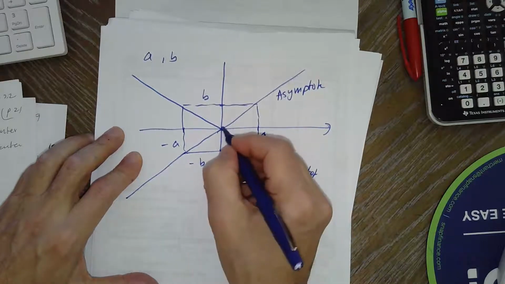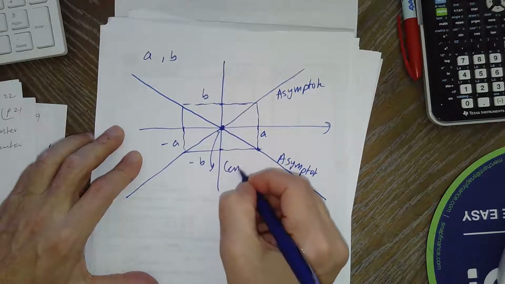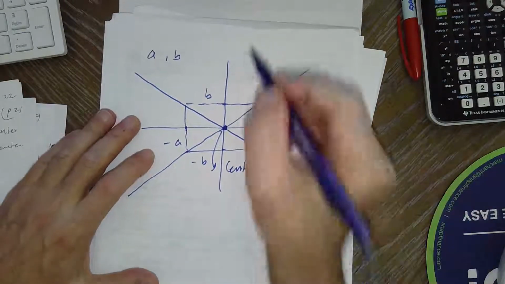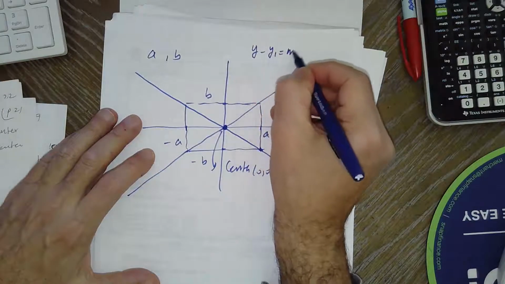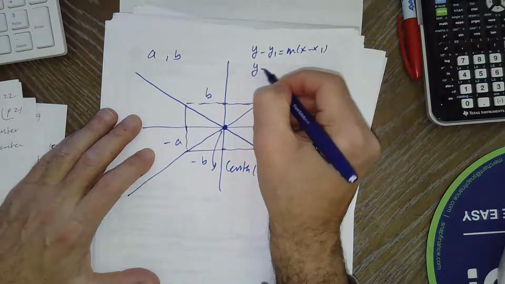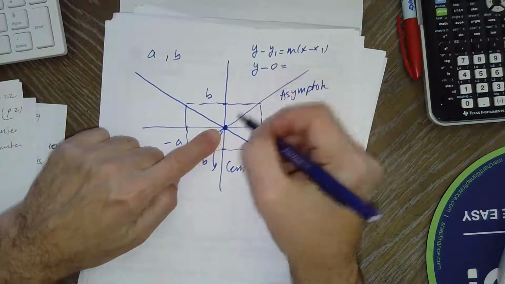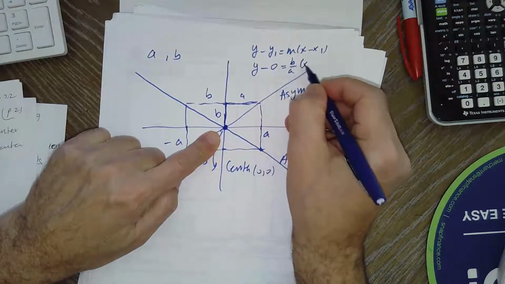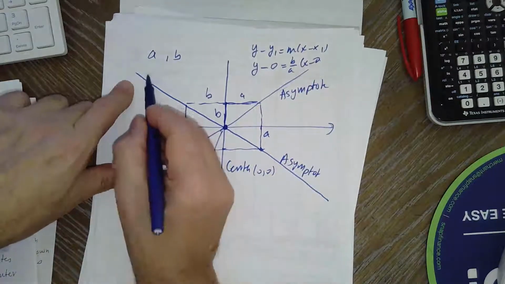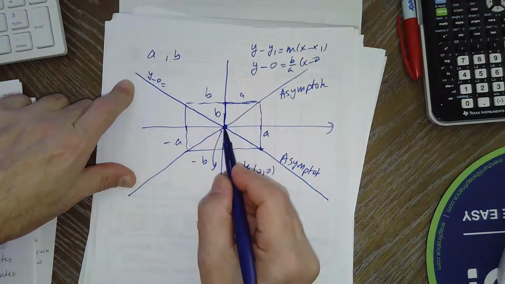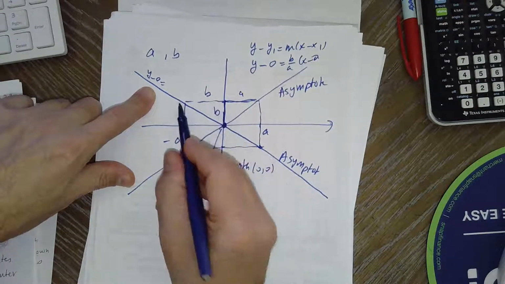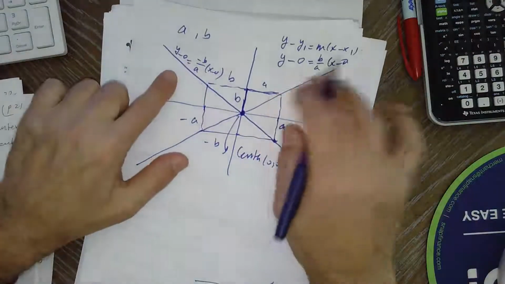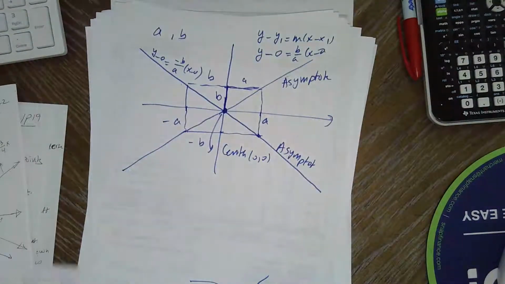They're lines through the center. In this case, I made the center 0, 0, but it could be anything. So the equation, you can remember the equation of a line: y minus y1 equals m times x minus x1. So y minus 0, the slope is b over a, x minus 0, and for this one it would be y minus 0. The slope is, you go up b to the left a, so it's negative b over a, x minus 0. And if it's h and k, then you put h and k, okay?